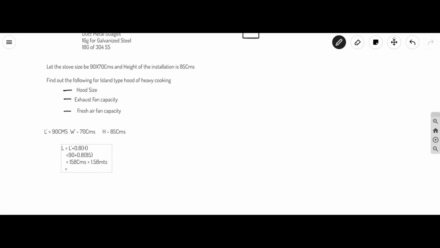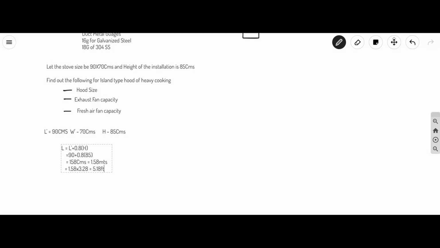1 meter equals 3.28 feet, right? So 1.58 into 3.28. How much do you get? 5.18 feet. Okay.